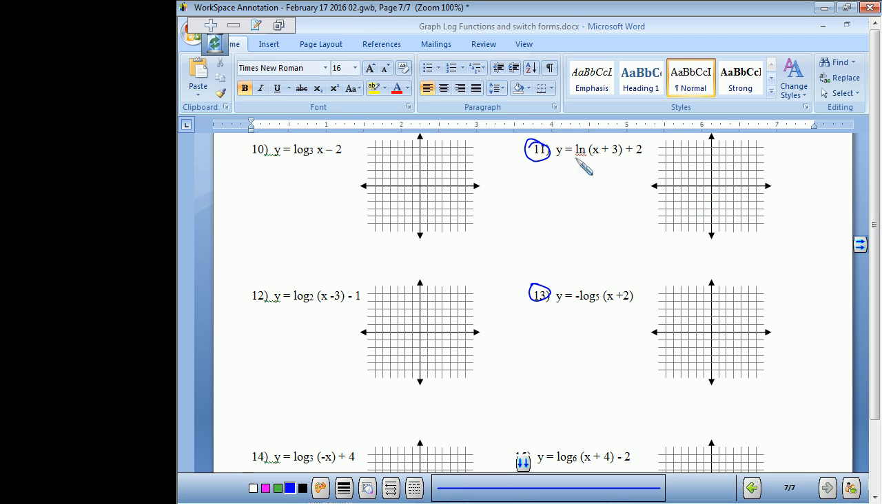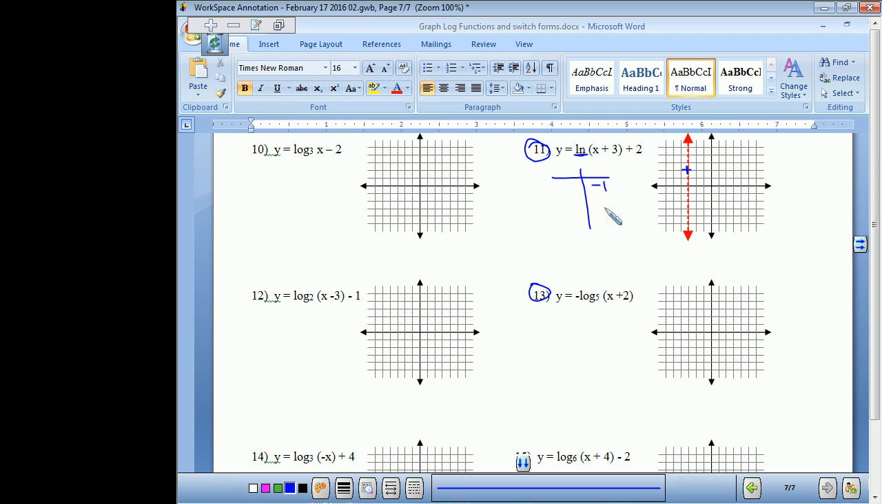All right, what's the base here, guys? E. Okay, cool. Let's deal with that shifting first. That vertical asymptote shifts how? Left 3, and then up 2 with our starting position. So our starting position is left 3 and up 2. And my base is E.